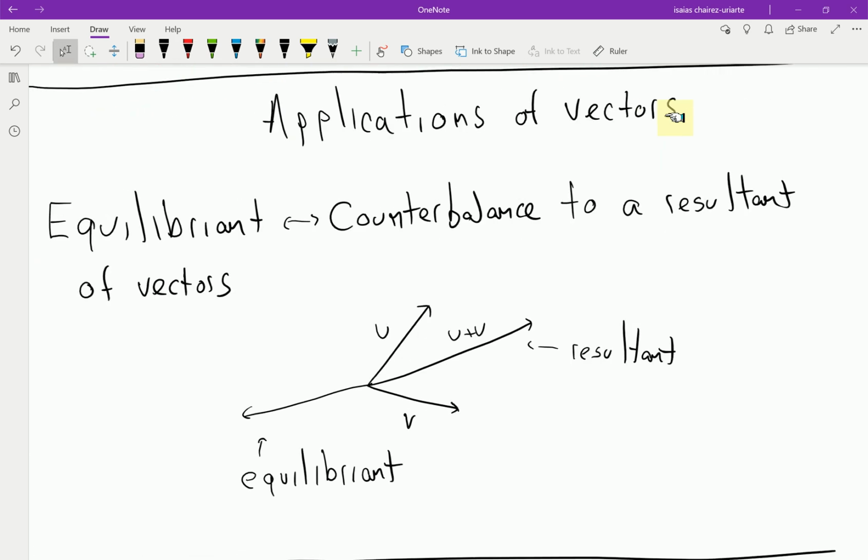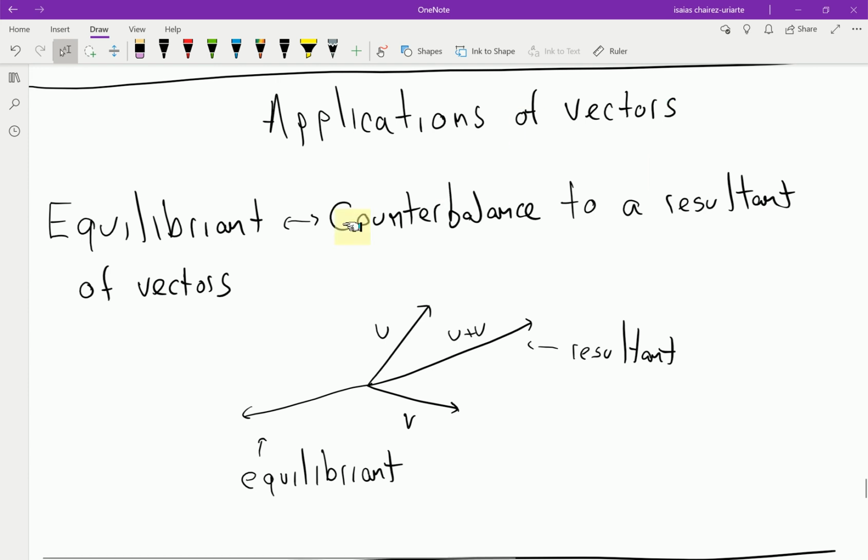All right, some applications of vectors. There are a lot of applications of vectors. They're very useful in physics, statics, and engineering. We're going to talk about a couple of little applications here. I'm just going to go through the first two examples in the notes, and that's it.